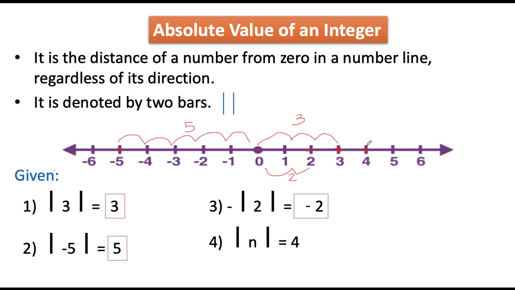Okay? So if we're going to count 1, 2, 3, 4. So therefore, the absolute value of 4 is 4. So it means this number is 4 because the absolute value of 4 is 4. But we need also to consider the other side, because if this n is negative 4, it will also make the equation or the sentence correct, because negative 4 is also 4 units away going to 0. 1, 2, 3, 4. So that is the same distance to 0.